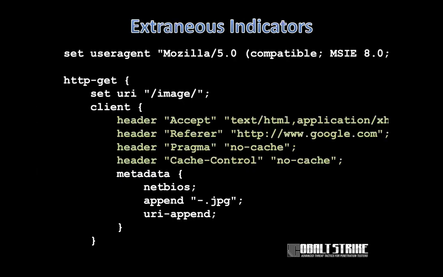Extra indicators are a way of decorating aspects of a transaction. Here we have the header keyword, which is a way, in this context, of specifying an extra indicator. And this header keyword happens to accept two arguments. The first one is the header key, and the second one is the value. And we're specifying 4 different headers within the client block of our HTTP GET transaction.